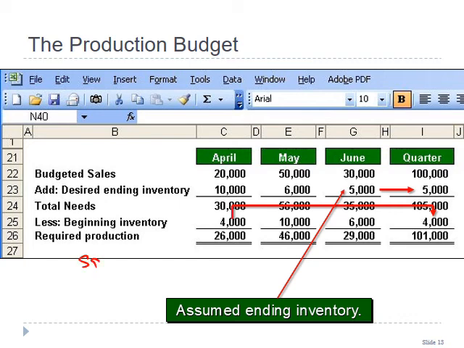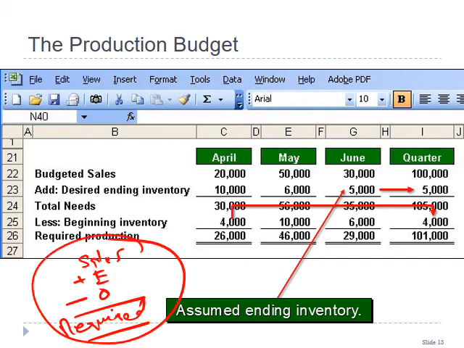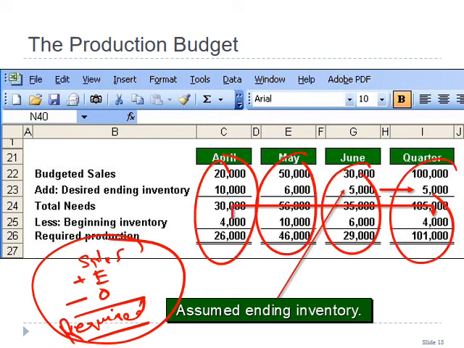It is sales plus ending minus opening, which gives what is required. This is the formula. You can also learn it by heart, or you can understand it if you want to go through that. Sales plus ending minus opening is equal to required. The same formula is applied on every month here.